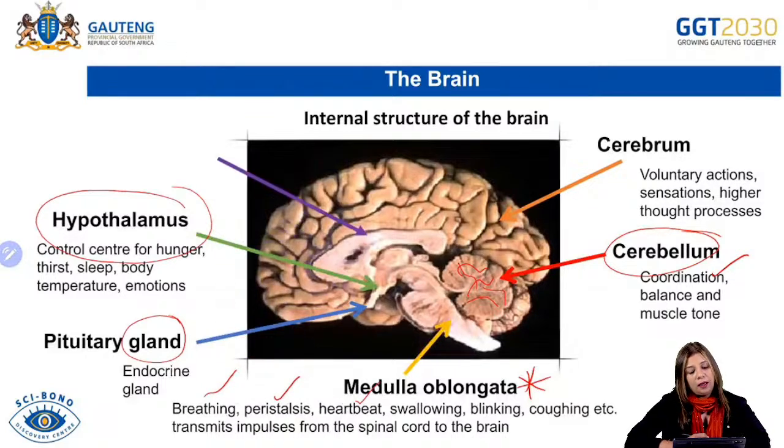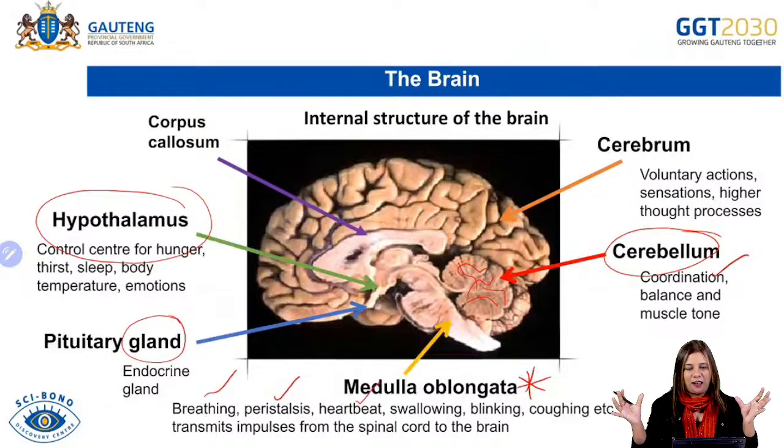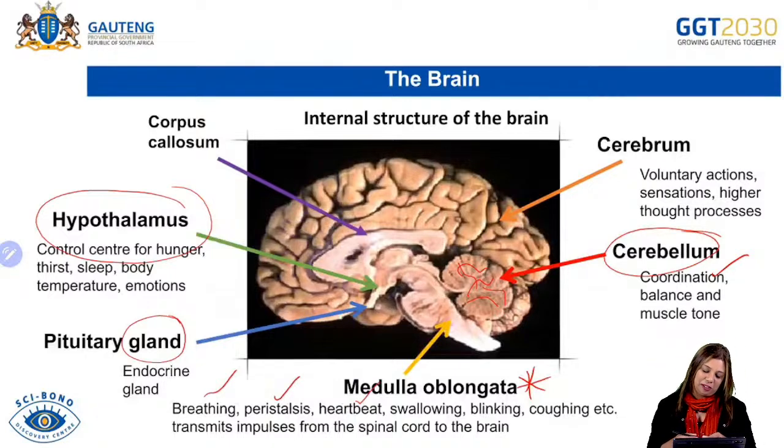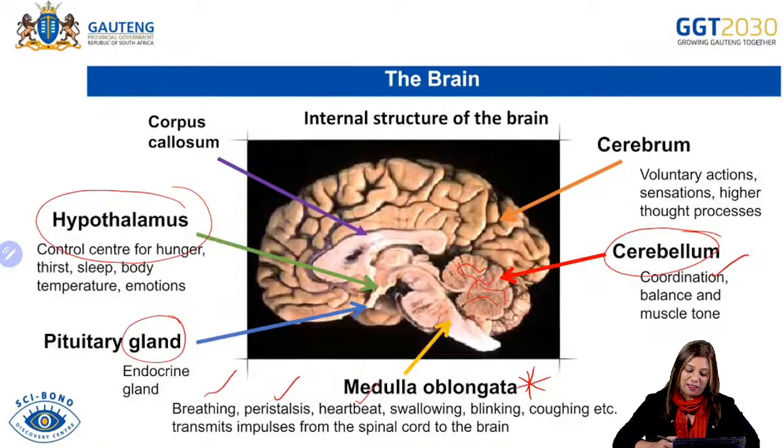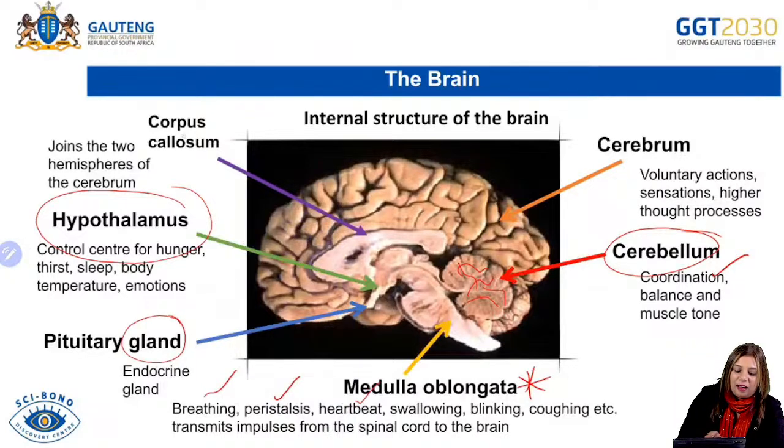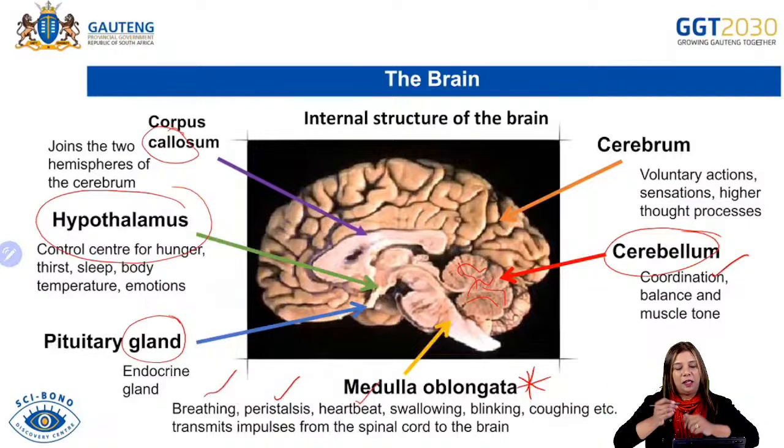And then this part here is called the corpus callosum. So I like to say callosum because it keeps the two hemispheres of the brain close. So just some funny, silly humor, but it helps me to remember. Close meaning it joins the two hemispheres. So it keeps the left hemisphere and the right hemisphere joined, okay? So that is the corpus callosum. So that's basically the internal structure of the brain.